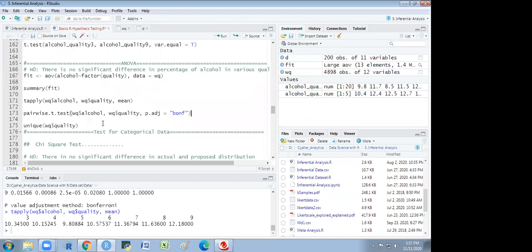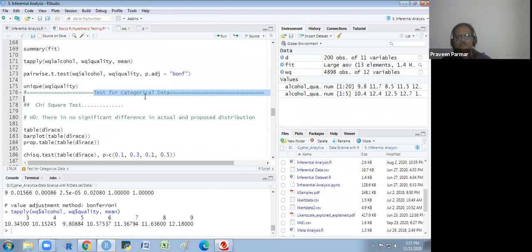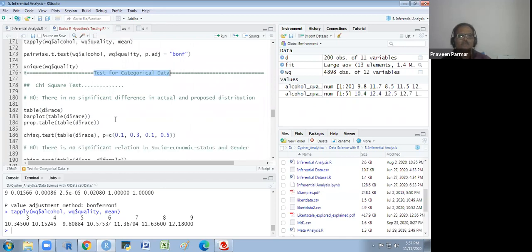Yes, sir. Now we have seen the test with numeric data and the numeric and categorical data. Now we see about the categorical data test. So here I will show you there is no significant difference in actual and proposed distribution. So there are three types of chi-square test. The first two we will perform here: the test of independence and the goodness of fit. So this test is about the goodness of fit.